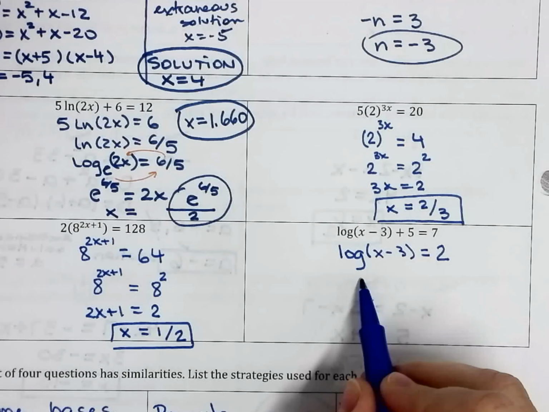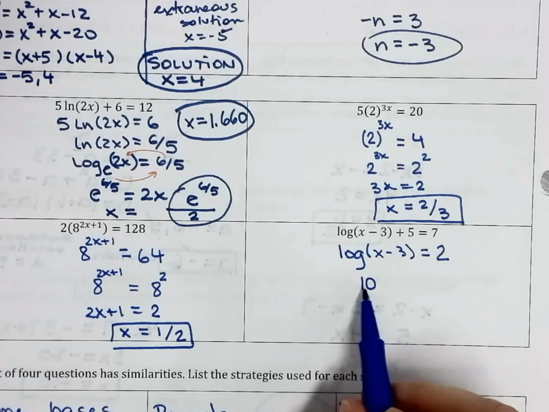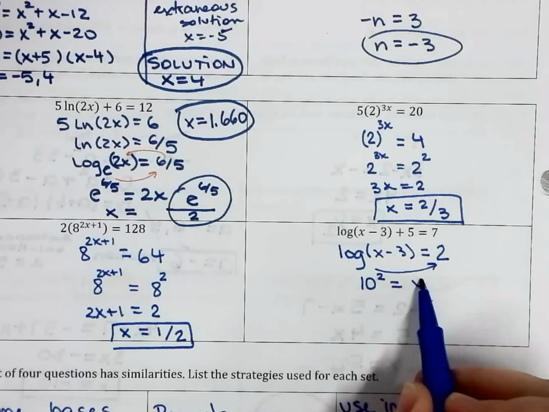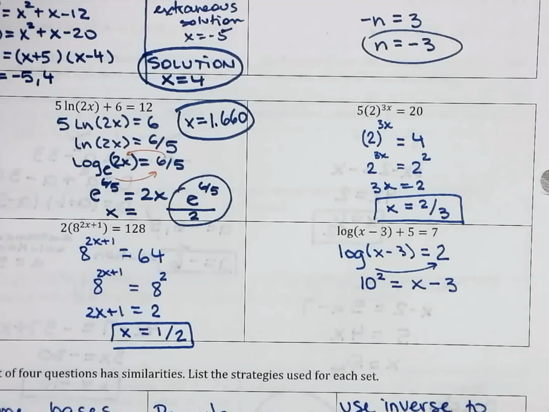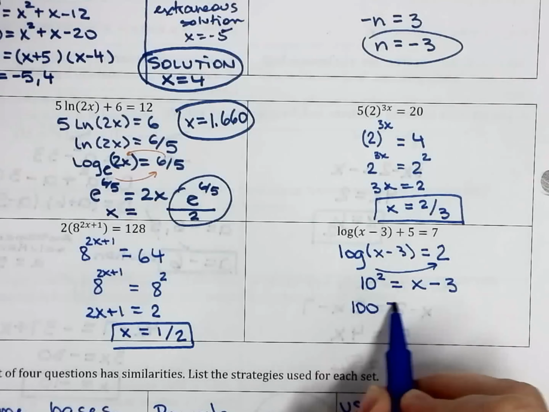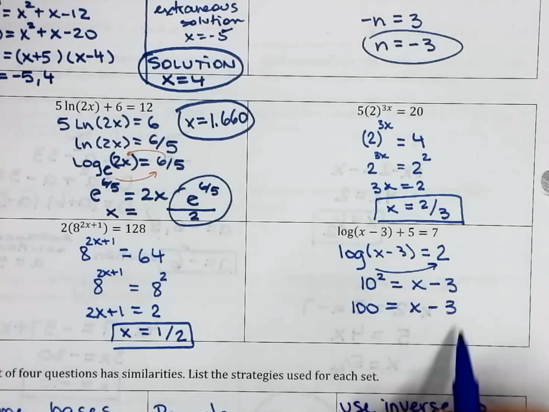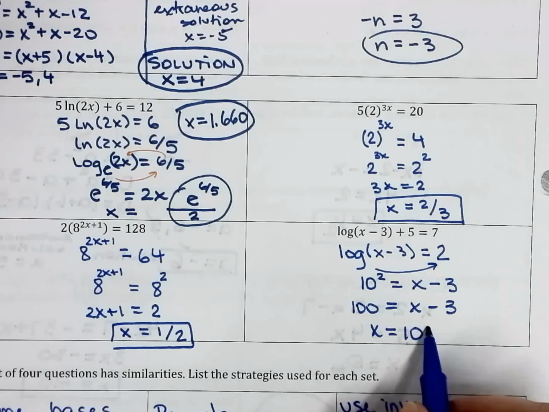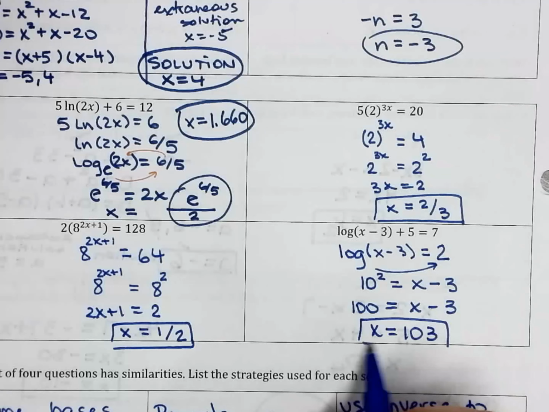So now go ahead and rewrite this. The base is always the base. So 10 to the power of 2 equals the argument, so x minus 3. 10 squared is 100. Add 3 to both sides, so x equals 103.